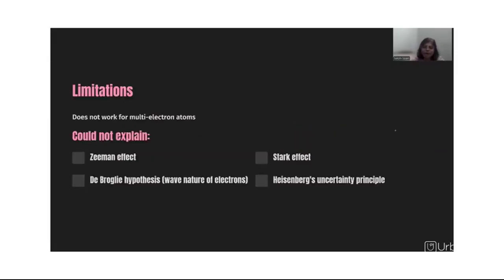Now, there are certain limitations to this. It does not work for multi-electron atoms. As I told you in the very first slide, it works only for atoms which have only one electron. And it could not explain the Zeeman effect, the Stark effect, Heisenberg's uncertainty principle, and even the de Broglie hypothesis. If you want to learn in detail what the Zeeman effect, the Stark effect, the de Broglie hypothesis, and Heisenberg's uncertainty principle are, we can connect again because it is a huge topic.